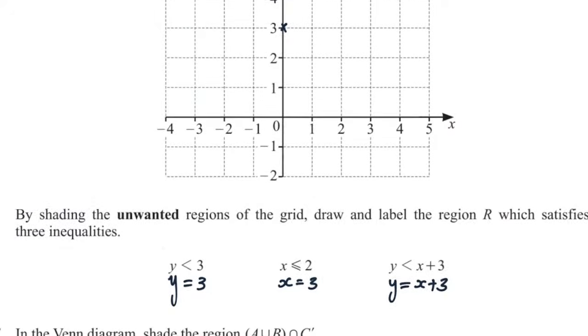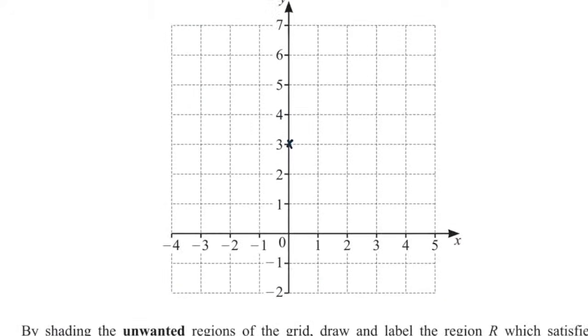You see, was it an or equal to or just a less than? It was just a less than. So it's a dotted line at 3. Y equal to 3 on the y-axis, the 3.